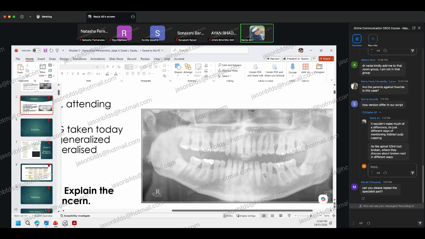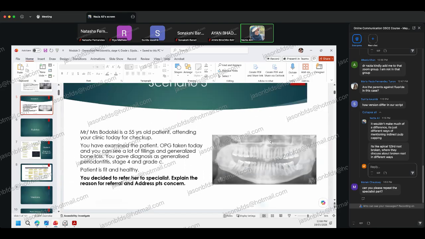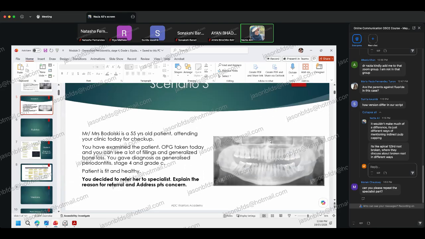So, and they're asking, doctor, how did you conclude this is stage 4 grade C? So what do you think? It's an angular bone loss which we cannot see in the OPG, so we will be doing the periapicals. But yeah, that's fine. But then how would you know it's a stage 4 grade C? Drifting history.